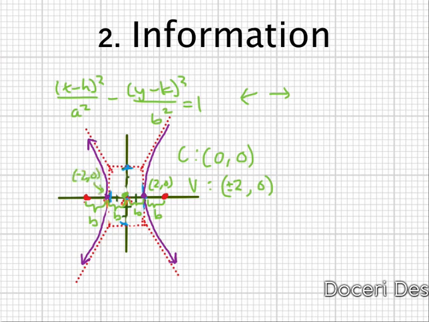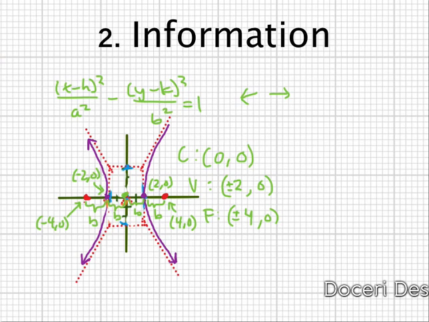Now, the next thing we need to remember is, how do I get to my focus? Well, it's going to be the same distance. So I go another 2 units. So this point, my foci, is going to be at positive 4, right? That's another 2 units in the right direction. And this is going to be at negative 4, 0. So I have plus or minus 4, 0 as my foci.